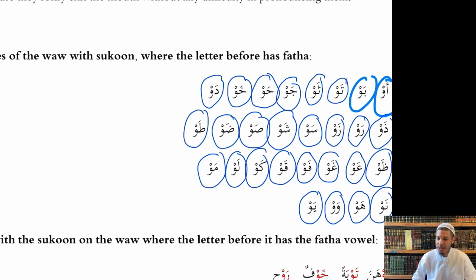Yow. So this is one of the letters of Leen, which is the waw. And notice that the letter before the waw in each of these examples has what vowel? Fatha vowel. So the condition is it must have fatha vowel before the waw with the sukoon. This will make it from the letters of Leen, and it's pronounced just as you heard. Let's do it one more time.